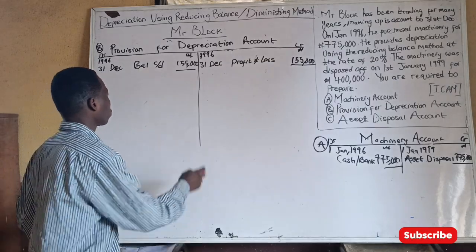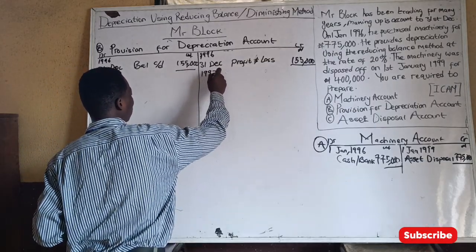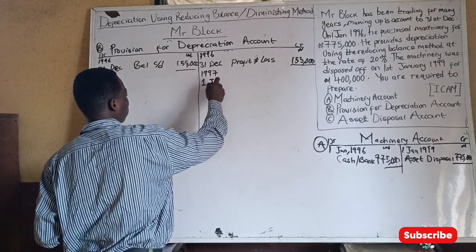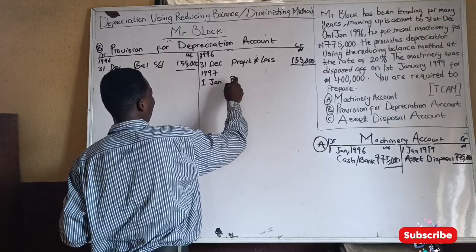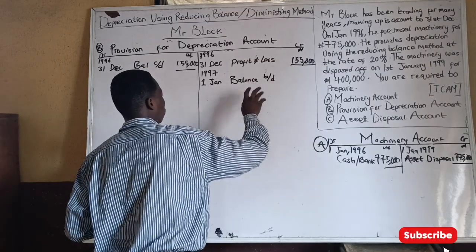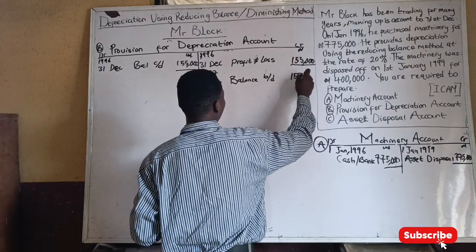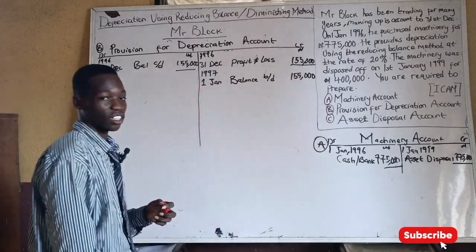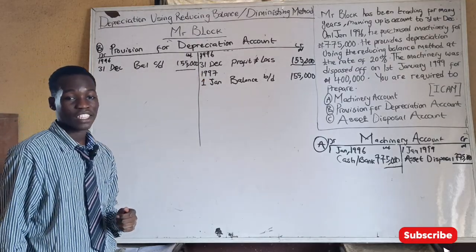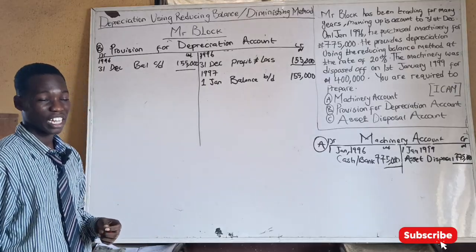So balance carried down, therefore we are going to have what? Balance brought down. The balance brought down will be the amount for the next year. So we are going to write for 1st January, we have balance brought down. So balance brought down is for the beginning, which is 155,000 naira.